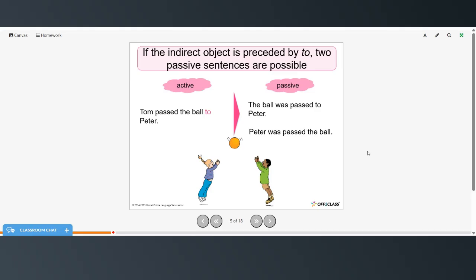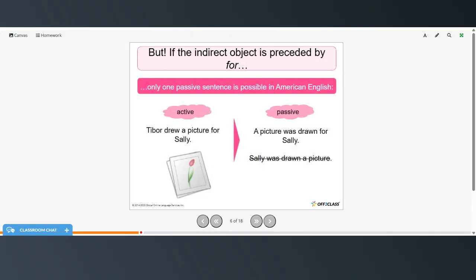If the indirect object is preceded by to, two passive sentences are possible. For example, the active sentence, Tom passed the ball to Peter. The two options for passive would be the ball was passed to Peter, or Peter was passed the ball. But if the indirect object is preceded by for, only one passive sentence is possible in American English. So Tiber drew a picture for Sally. The only passive option is a picture was drawn for Sally. You cannot say Sally was drawn a picture.